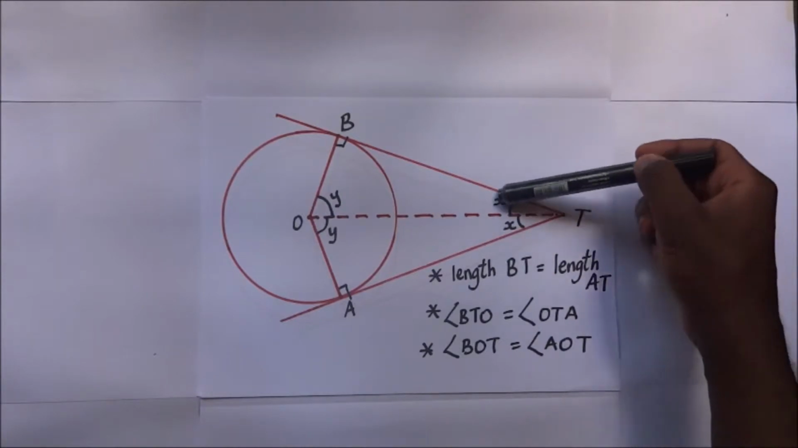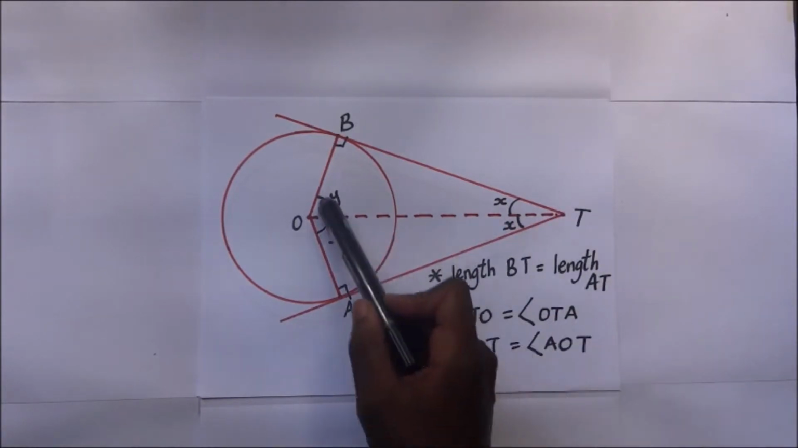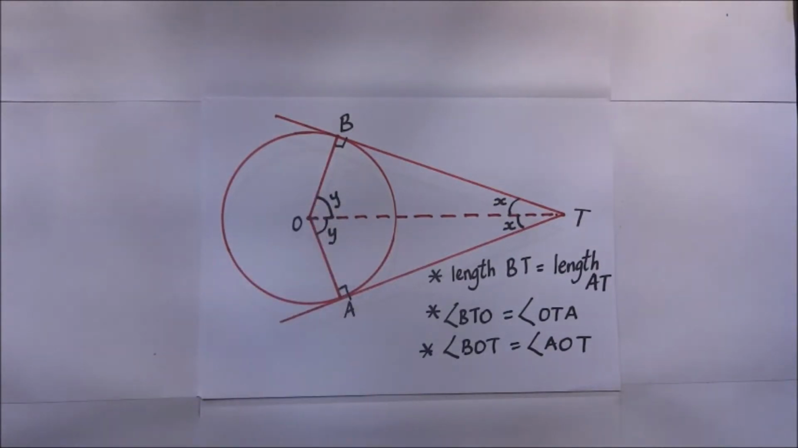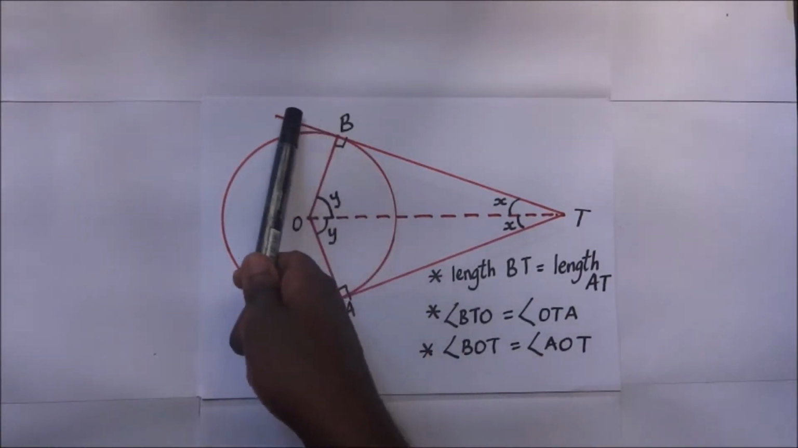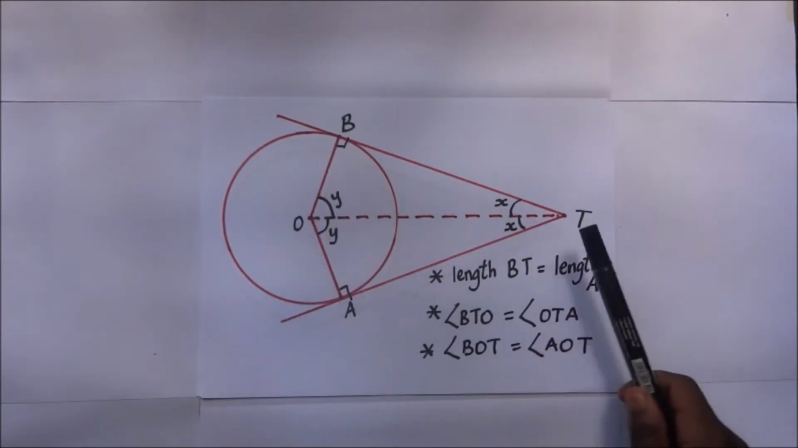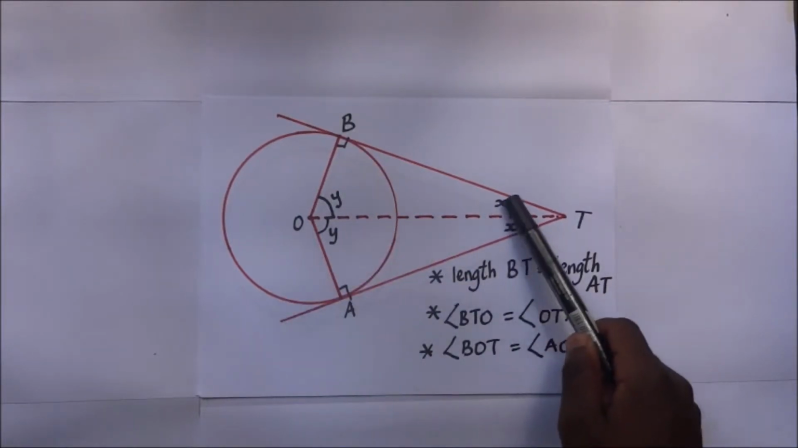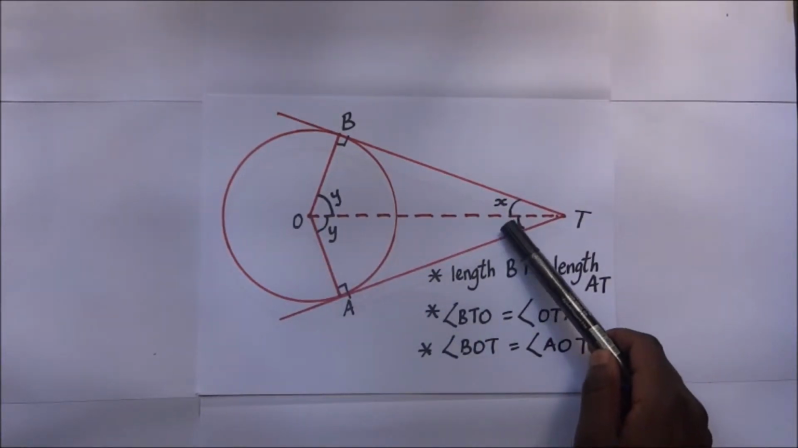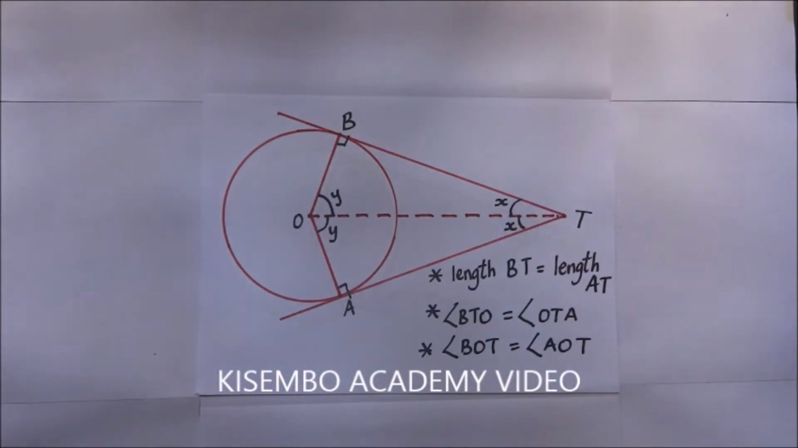So if this angle is X, this one is also X. Likewise, this same line also divides this whole angle into two. That is why you see that when this is Y, that is also Y. So this is how it is explained in our write-up: length BT is equal to length AT. If you look at this tangent BT, the length from here to here is the same as the length from here to there. Angle BTO, which is this one, is the same as angle OTA, which is that one, because this line bisects this angle into two.